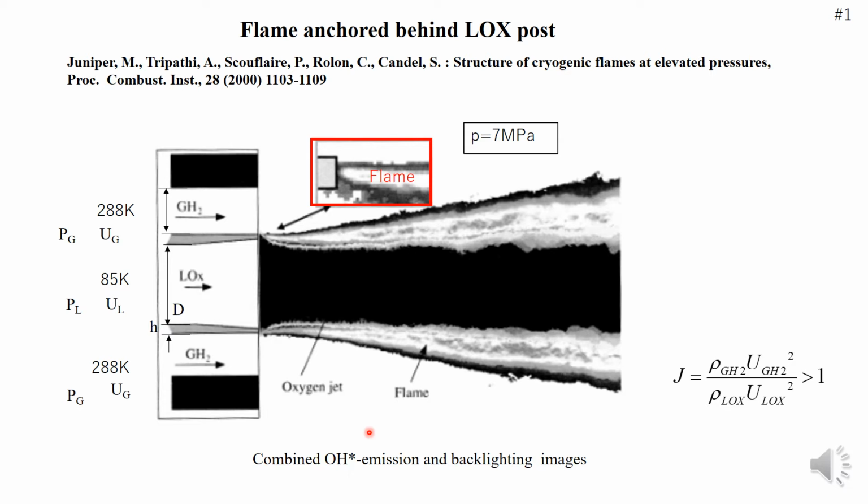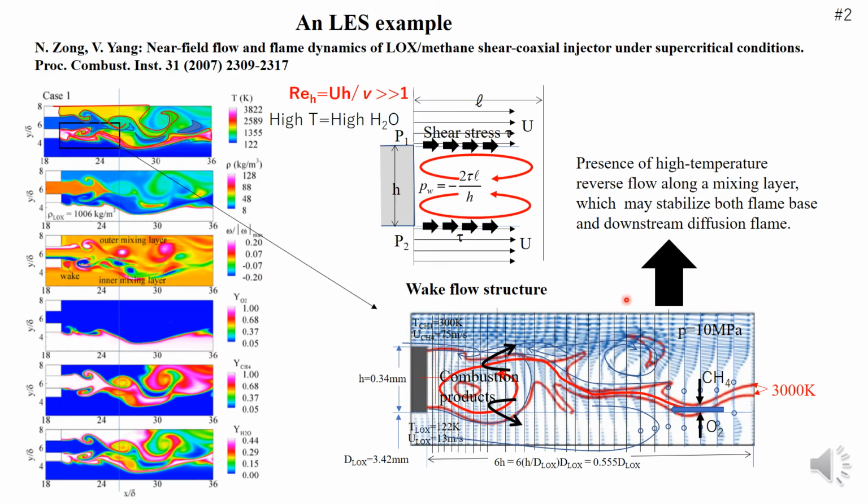This enlargement of the immediate vicinity of the LOX post indicates that the flame base is almost attached to the post. An LES reproducing the flame anchoring at the LOX post was conducted by Yang's group. This is a calculation result for a LOX methane shear coaxial injector.